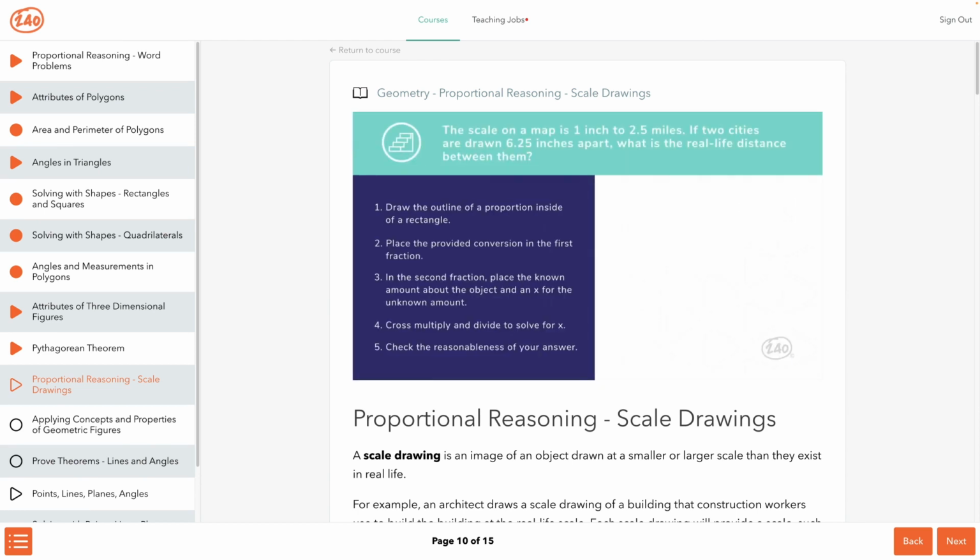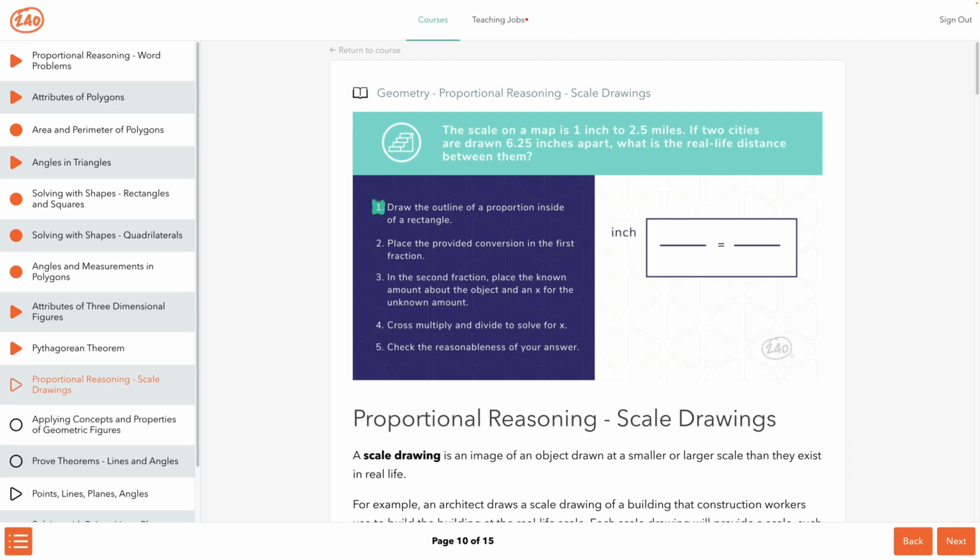The scale on the map is 1 inch to 2.5 miles. If 2 cities are drawn 6.25 inches apart, what is the real-life distance between them? First, draw the outline of a proportion inside of a rectangle. Label the left side of the rectangle with the units from the scale provided in the problem.